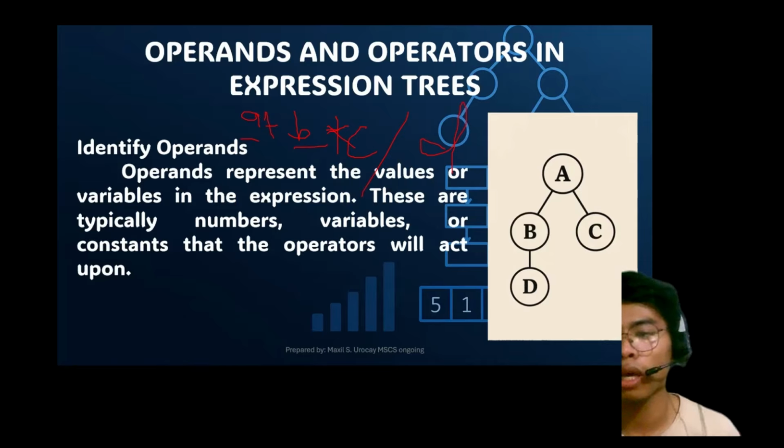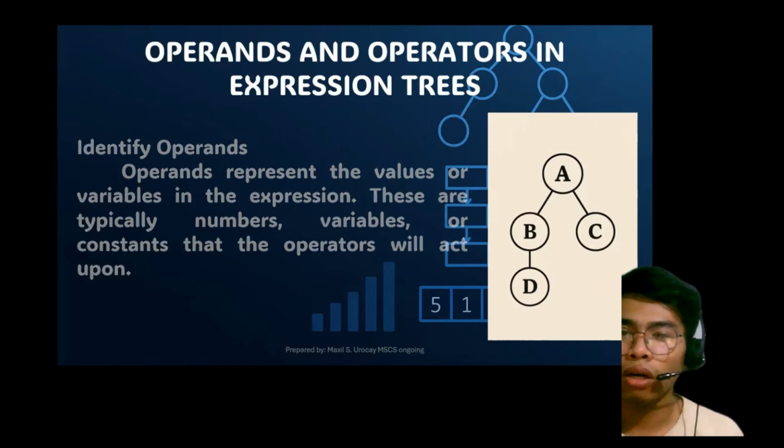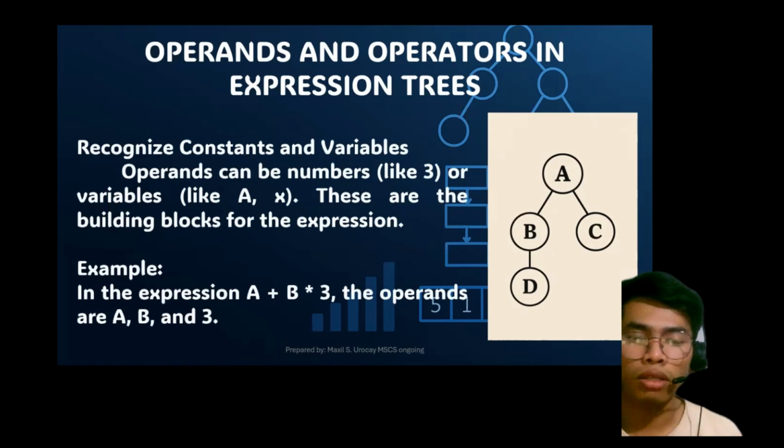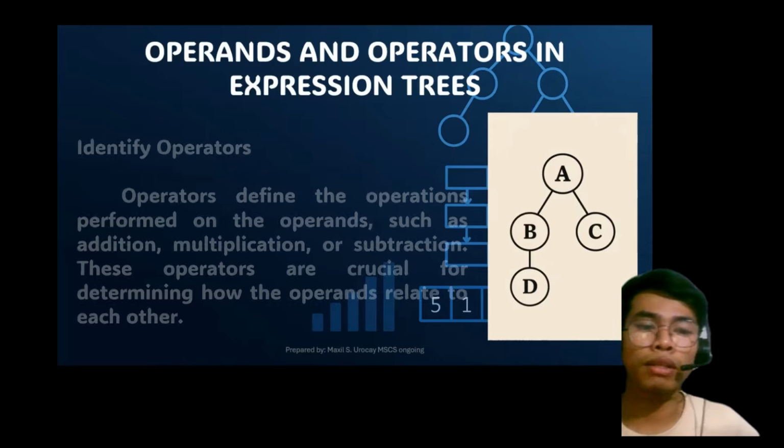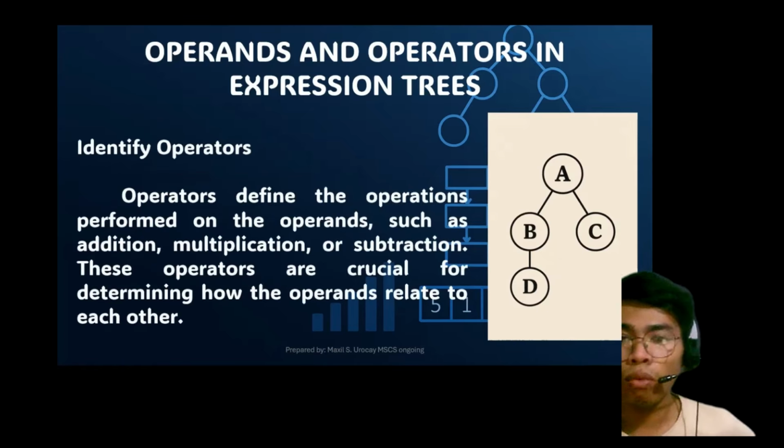Those are considered operands, which are the values. It could be a number as well, or it could be a character. Now, recognizing constants and variable operands, it can be a number like 3, or variables like a, x, and so on. These are the building blocks of the expression. In our expression a plus b times 3, the operands are a, b, and 3. That is really basic, right? Now, identifying the operators: operators define the operations performed on the operands, such as addition, multiplication, or subtraction.